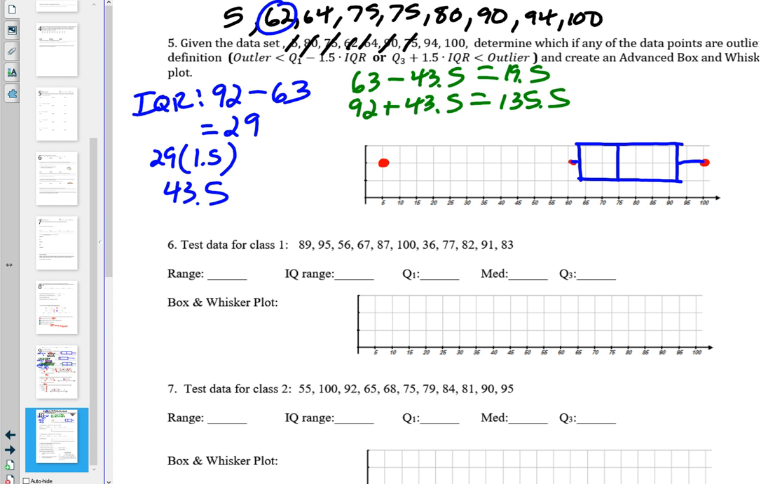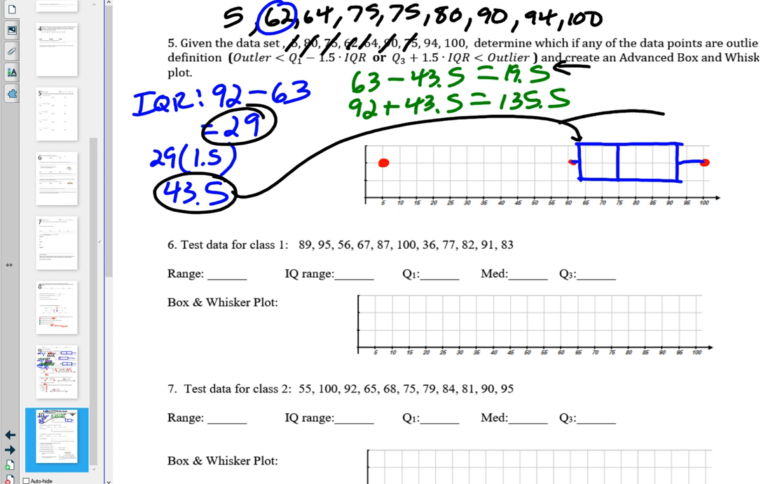When I get mine, okay, let's go. Do you know how I got to 29? You know how I got 43.5? So once I get 43.5, I'm going to subtract it from Q1. That's what gives me 19.5. And I'm going to add it to Q3. That's what gives me this. So think of this as like a range. It's like a low end and a high end. It's like a span. Do any of those numbers not fall inside of those two numbers?